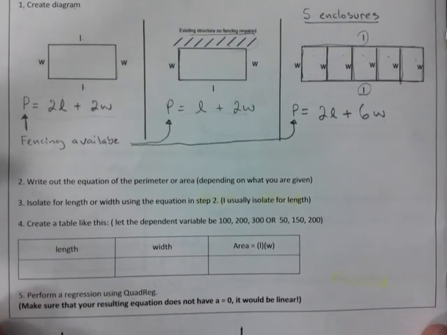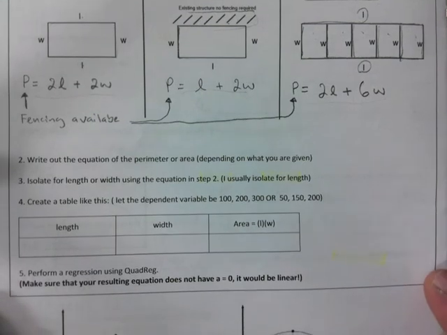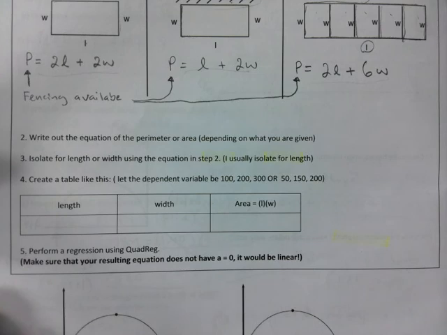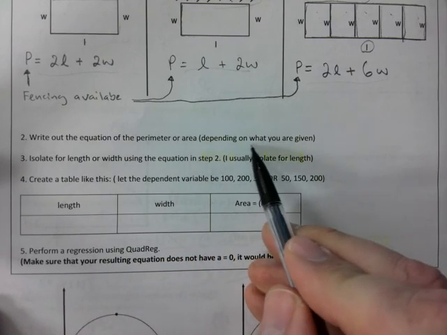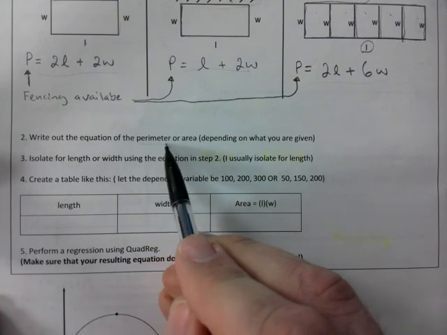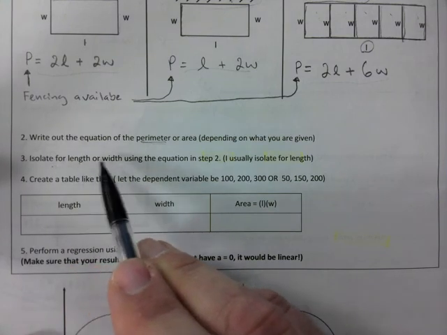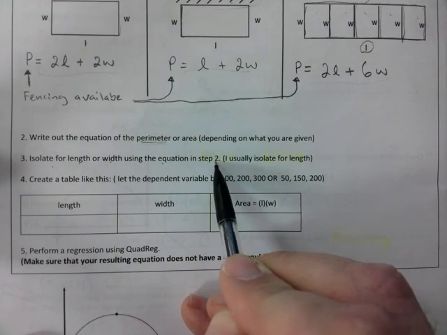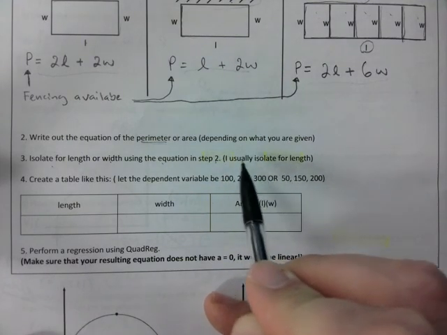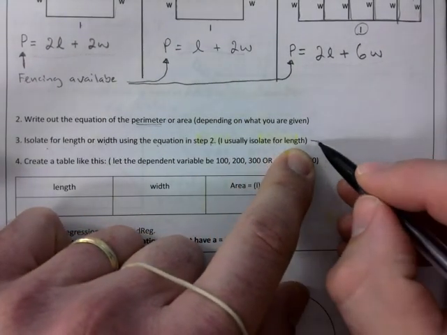So just read carefully. It's pretty easy to figure out what's happening if you read the question. They're pretty explicit as to don't fence in this one side, right? So there we go. Write out the equation of the perimeter or area depending on what you're given. Most of the time it's perimeter, okay? Third step, isolate for length or width using the equation in step 2. I usually isolate for length. That's just me. That's what I do. So it looks like this.